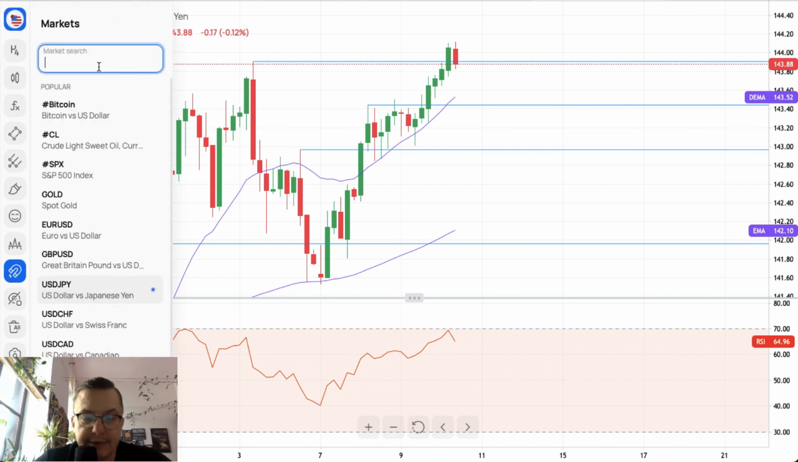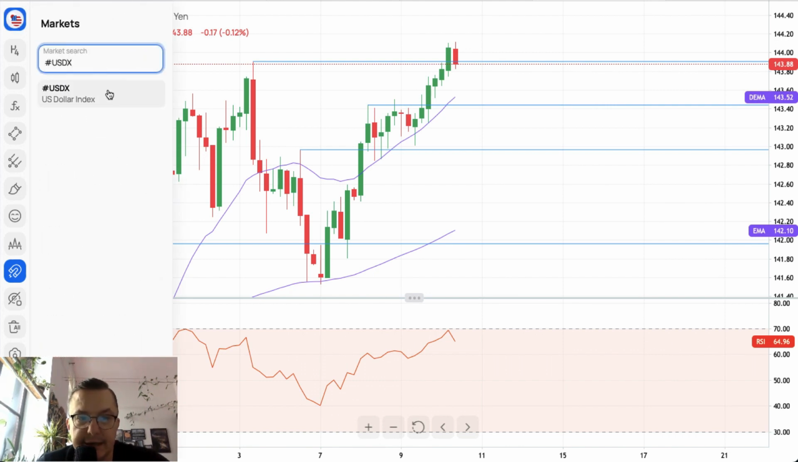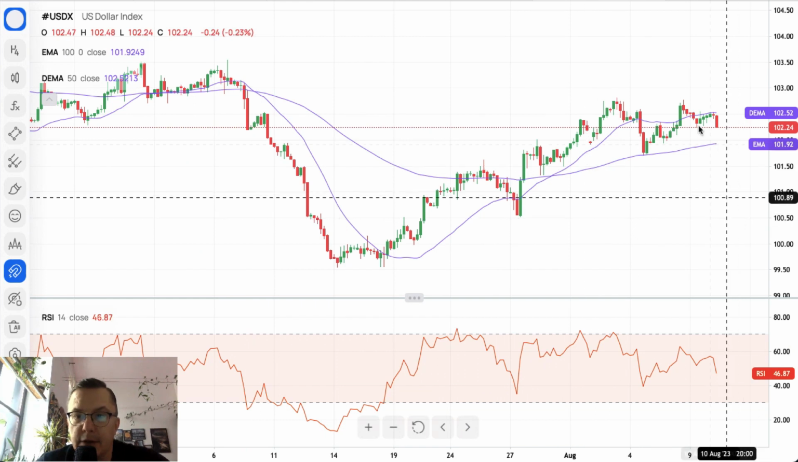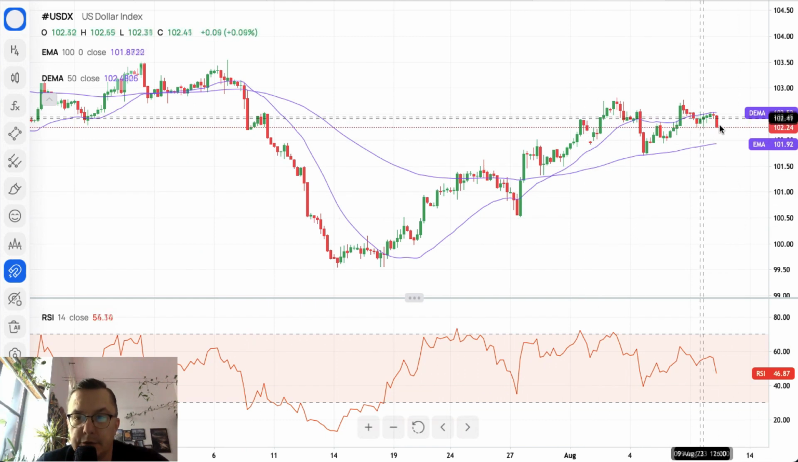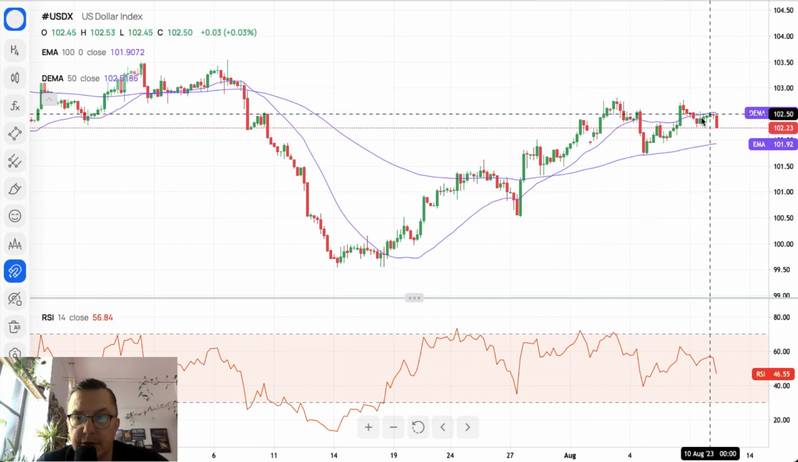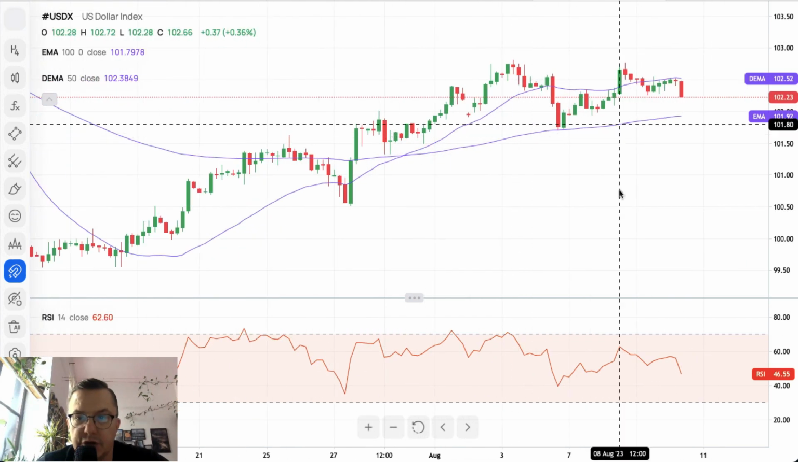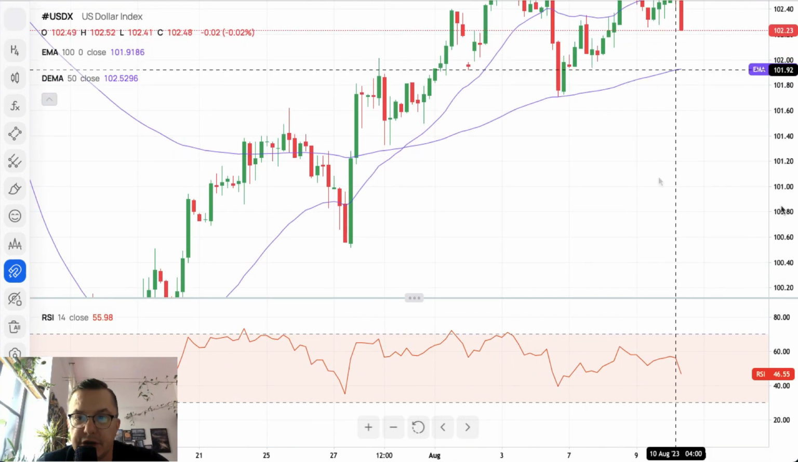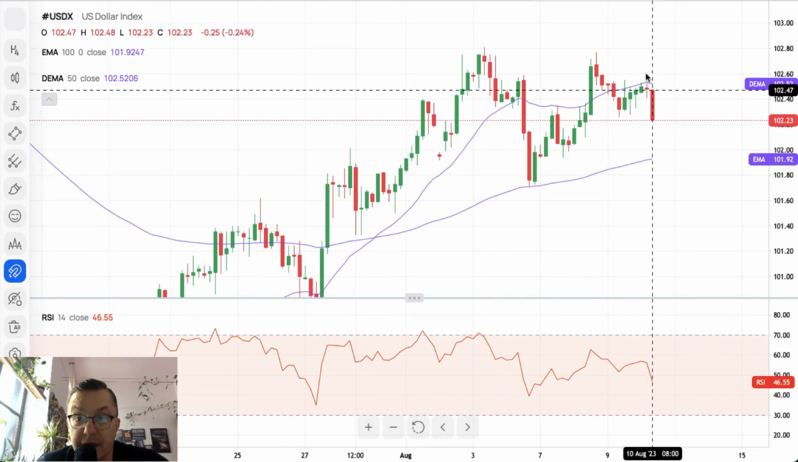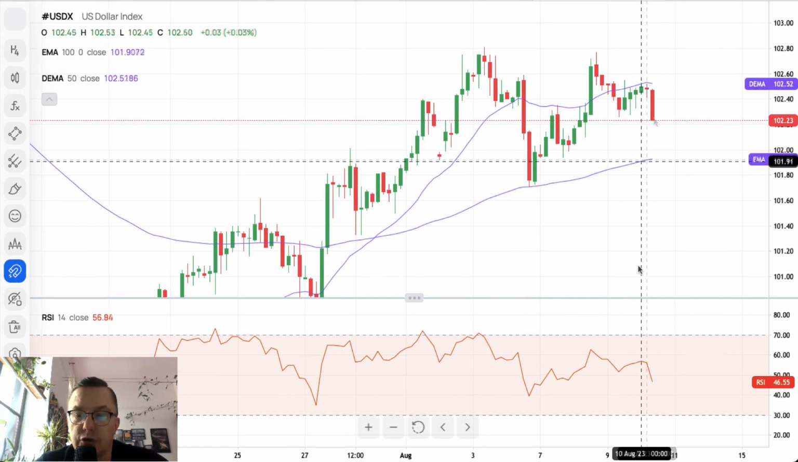And last but not least, the US dollar index. What is going on there? As you can see, the breakout above the level of the 50 periods moving average on the 4-hour chart has been neglected. So there is a rejection and reversal. Let's just zoom in here. There is rejection, there is a reversal, a very strong down movement.